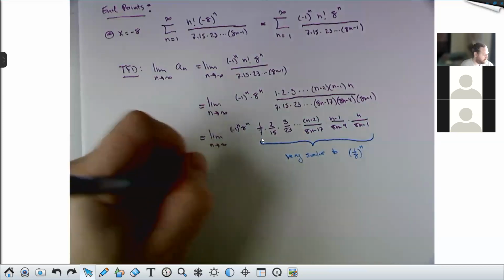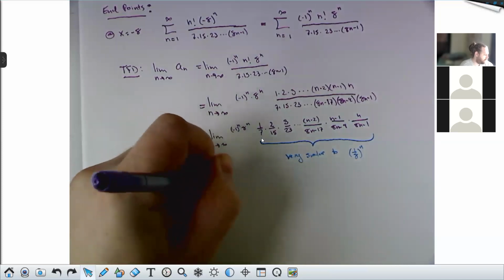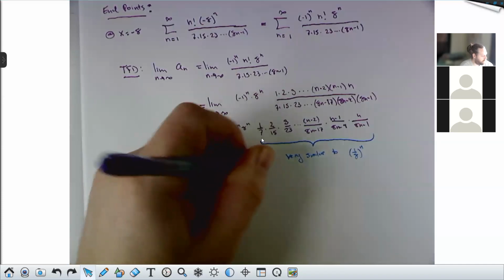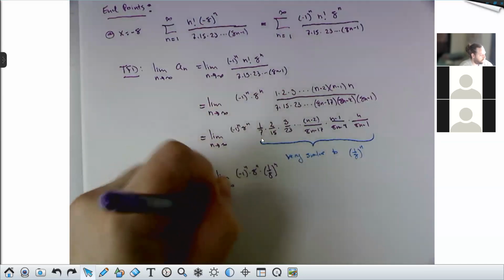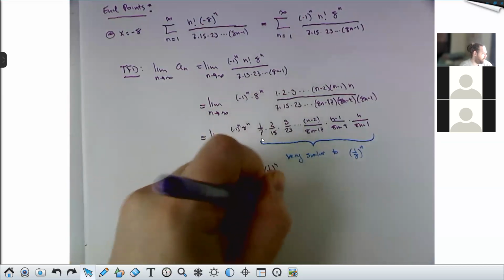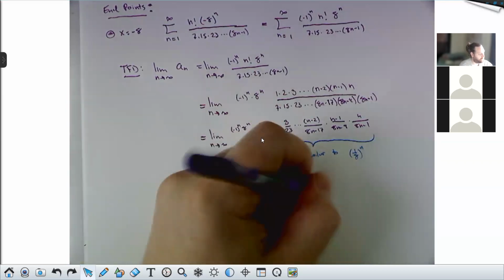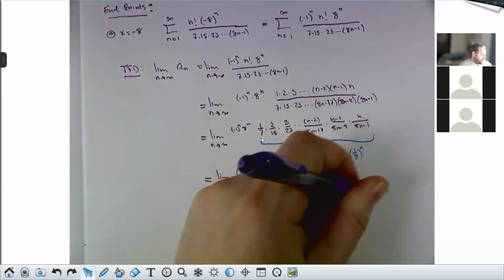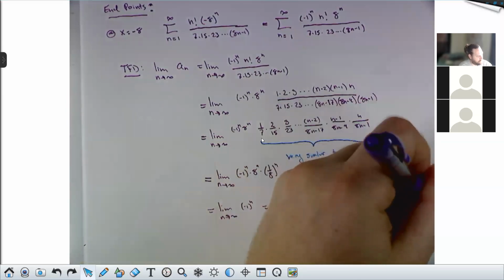So as a limit, now I'm not saying these are algebraically equal, I'm just saying the one limit is equal to the other limit. This would be -1 to the n times 8 to the n times 1/8 to the n. And that's when n goes to infinity, -1 to the n, which is DNE. So the series would diverge at -8, by the test for divergence.